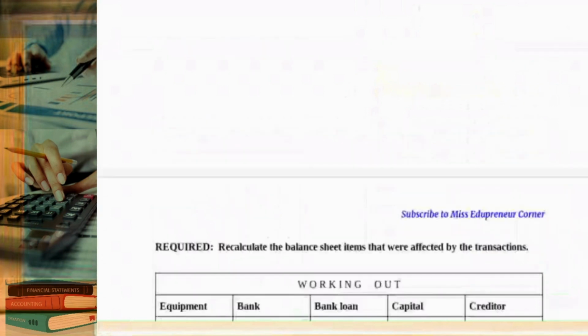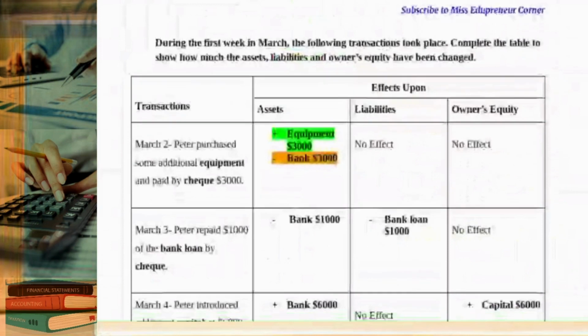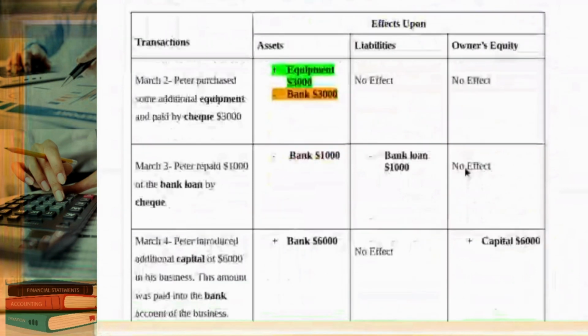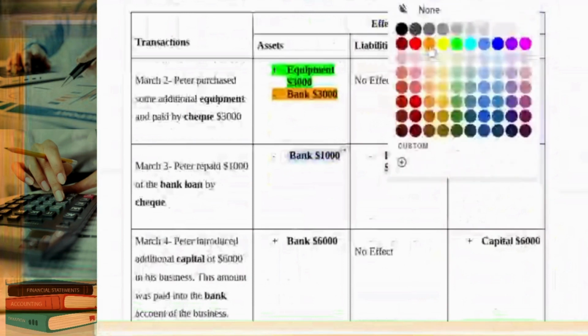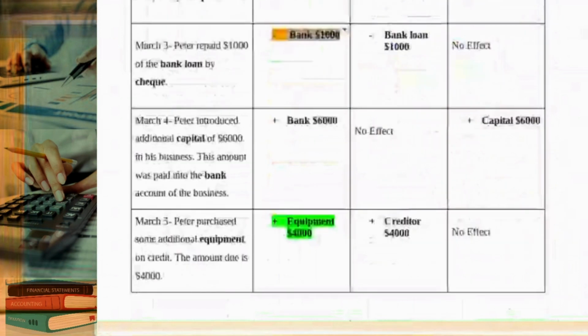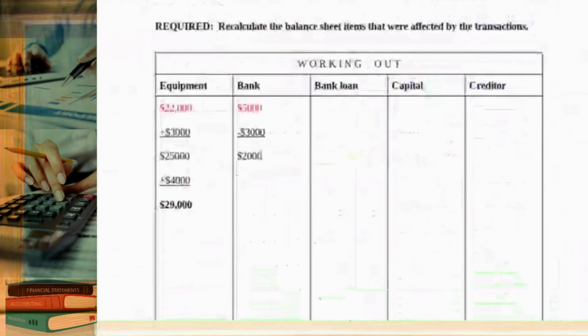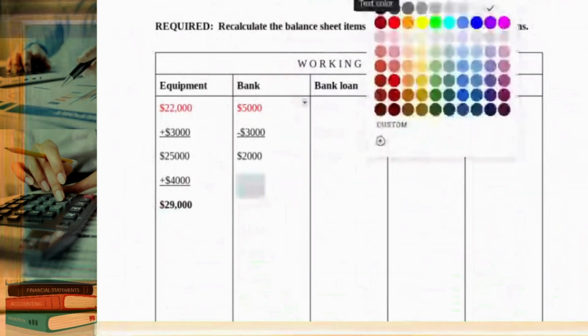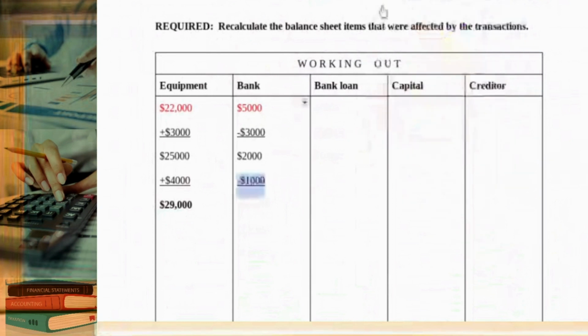I'm going to head back to the effects table. In the second transaction, bank was also affected, and again it is decreasing by $1,000. So we're going to subtract that $1,000 from the $2,000 that was remaining. And this leaves us with $1,000.